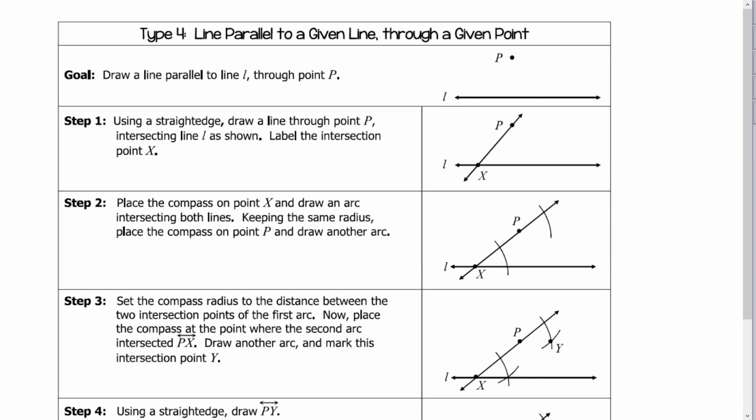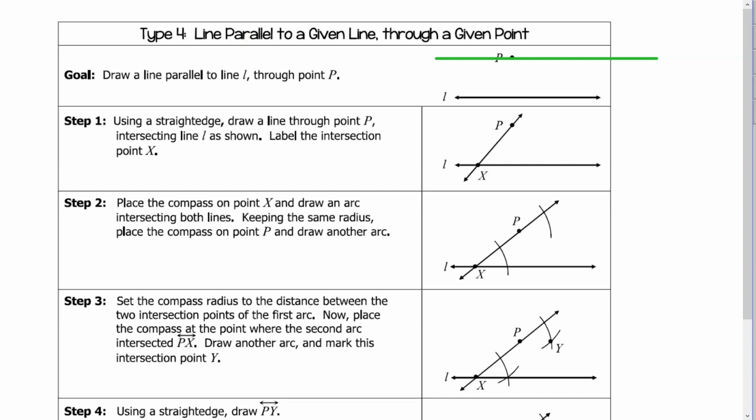Alright, so looking at our first construction in this lesson, this is construction 4, which is a line parallel to a given line through a given point. So essentially what's happening is that we have this line I, and we have point P. And what we're going to do is draw a line that goes through P and is parallel to I. So let's go ahead and get started.